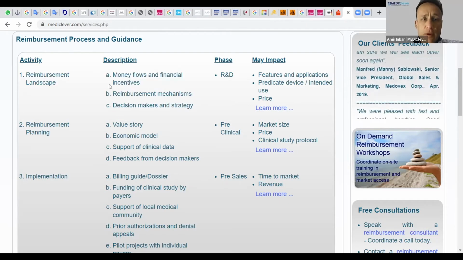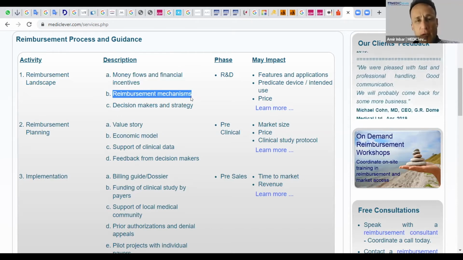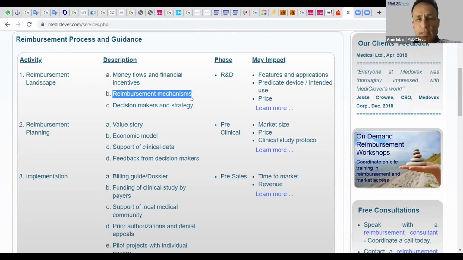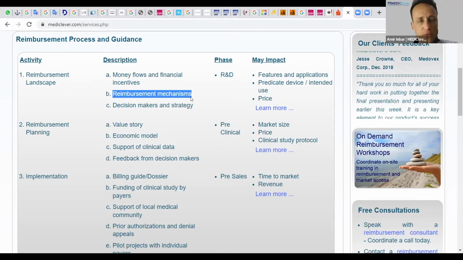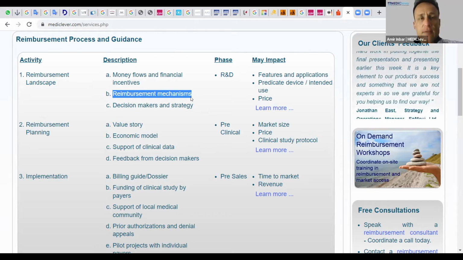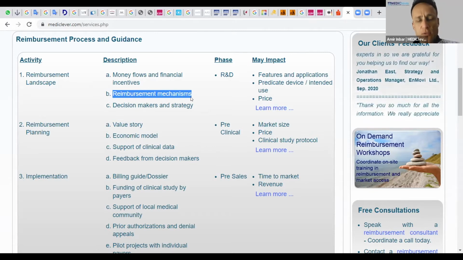We look at whether there are any existing similar products that are currently reimbursed in the market, and if so, what are the specific reimbursement mechanisms for these products? Are there any specific codes that are used for these products or drugs or apps? What payment rates are assigned to them? What are the coverage criteria associated with the use of such products?